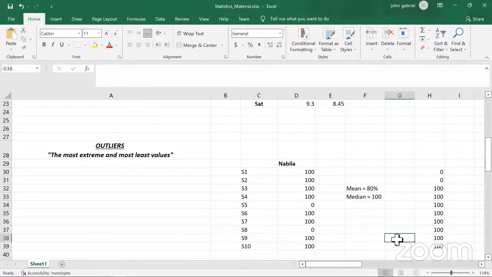Now, what do you think is the true central value? What do you think is the right average for Nabila? Do we go with mean or do we need to go with median? What should be right, mean or median? Okay, Jyoti says mean, Jagdish mean, Pavani mean. Okay, Glanny, Dr. Veera, everyone says mean.